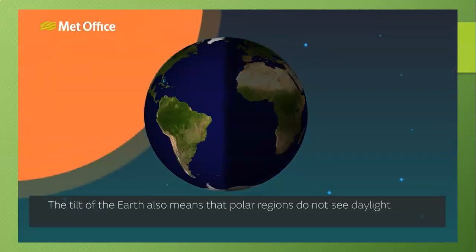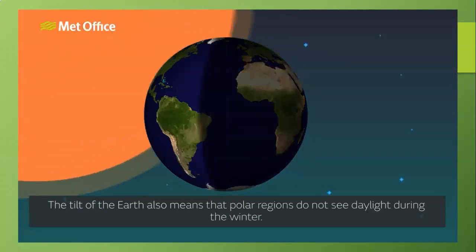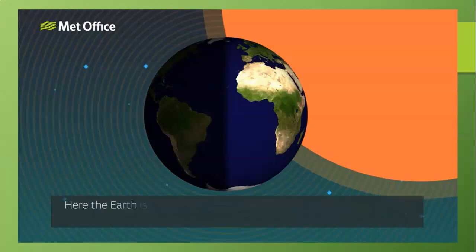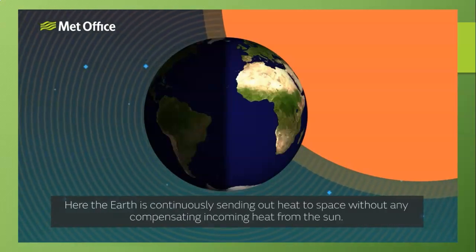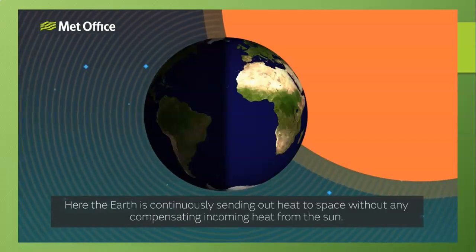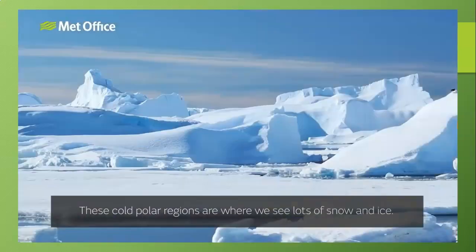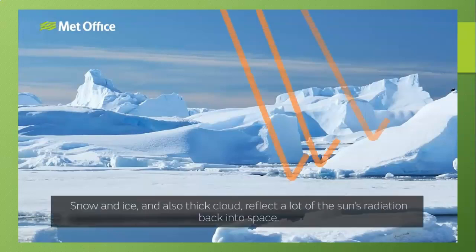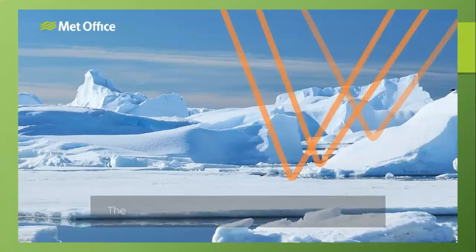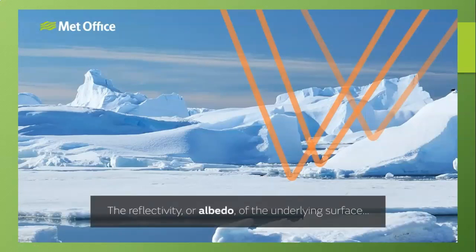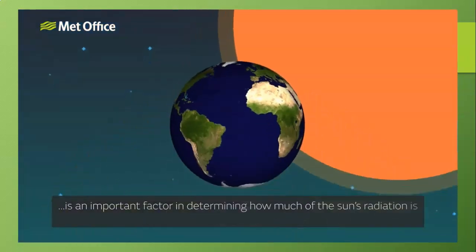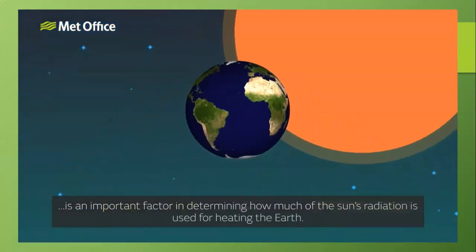The tilt of the Earth also means that polar regions do not see daylight during the winter. Here the Earth is continuously sending out heat to space without any compensating incoming heat from the sun. These cold polar regions are where we see lots of snow and ice. Snow and ice, and also thick cloud, reflect a lot of the sun's radiation back into space. The reflectivity, or albedo, of the underlying surface is an important factor in determining how much of the sun's radiation is used for heating the Earth.